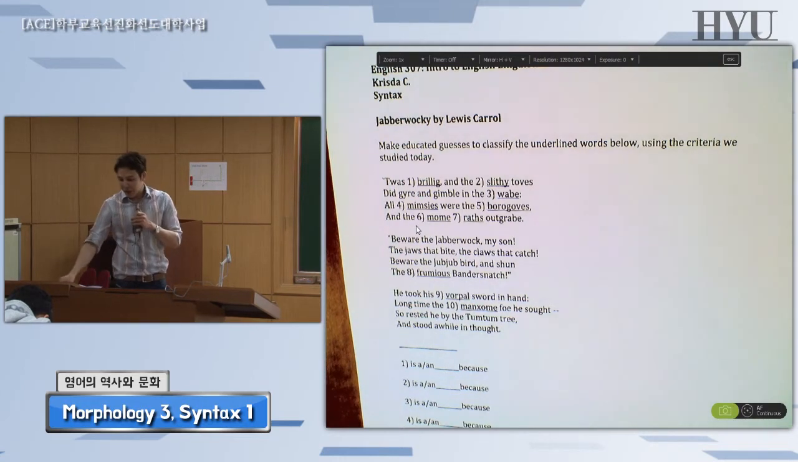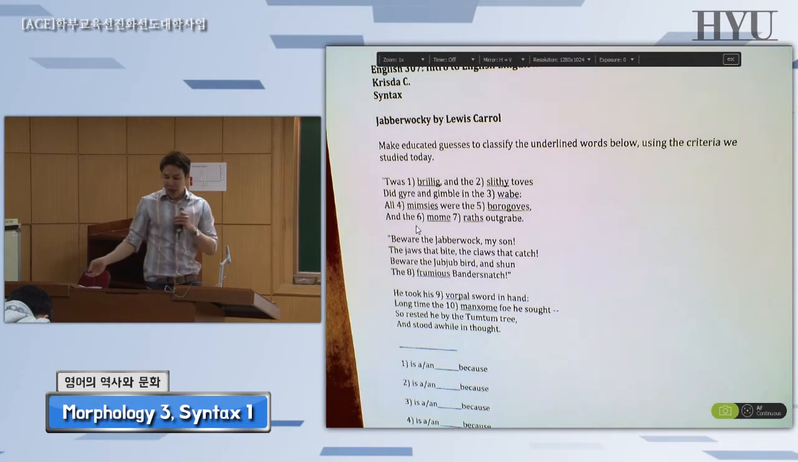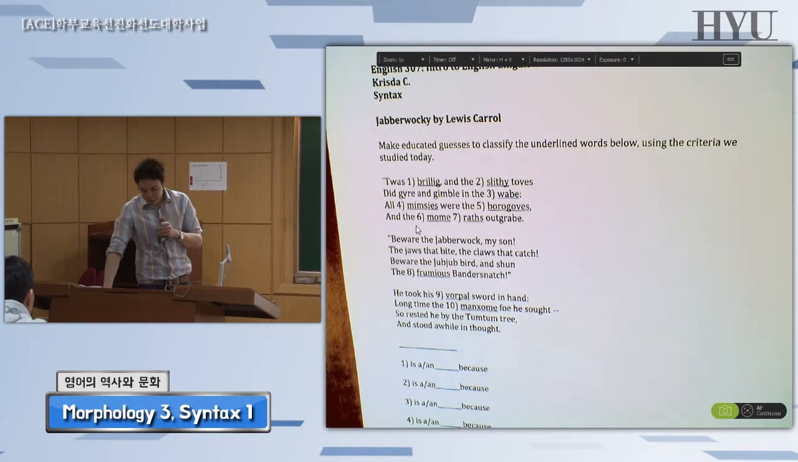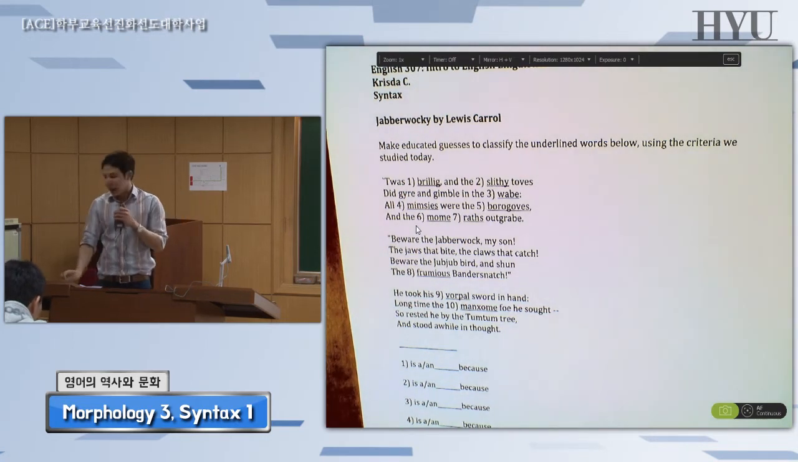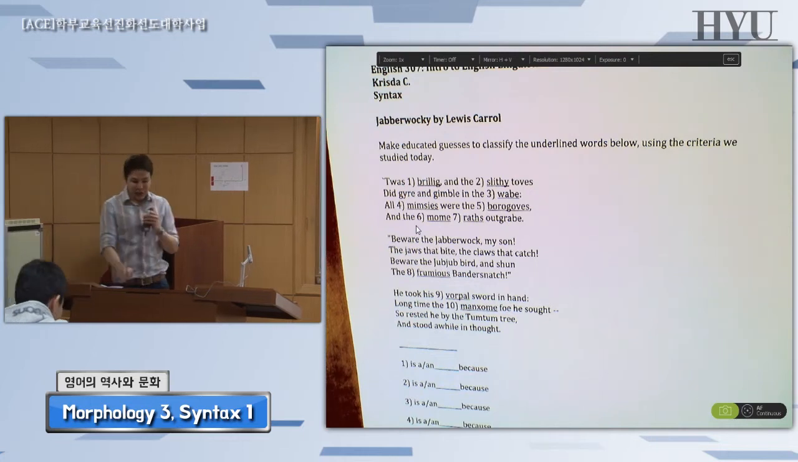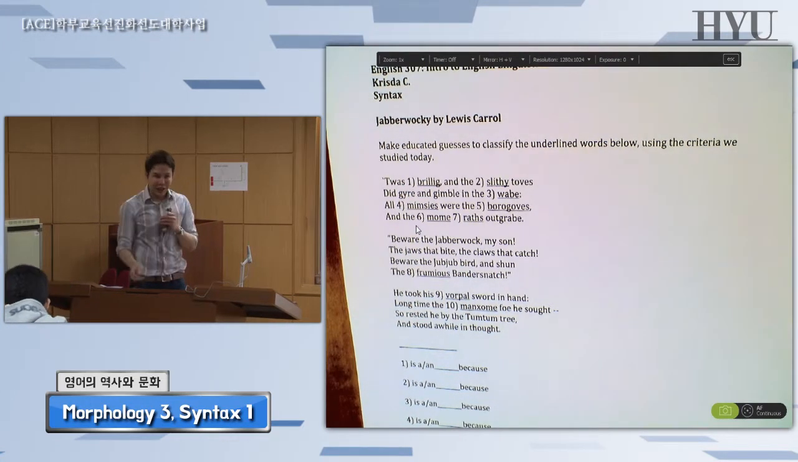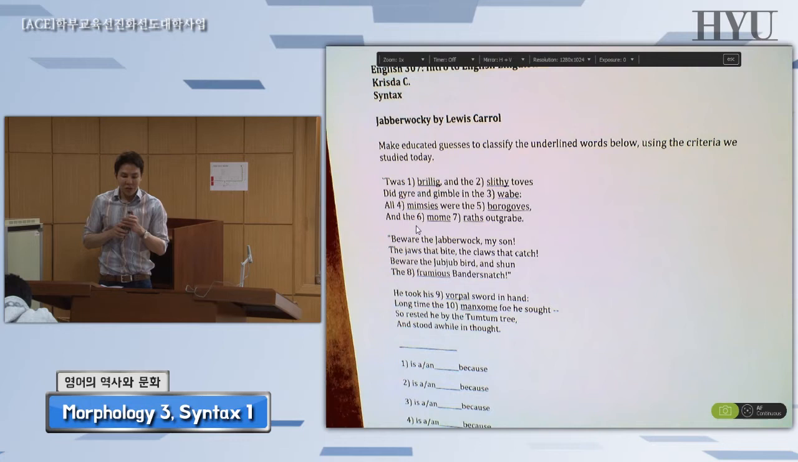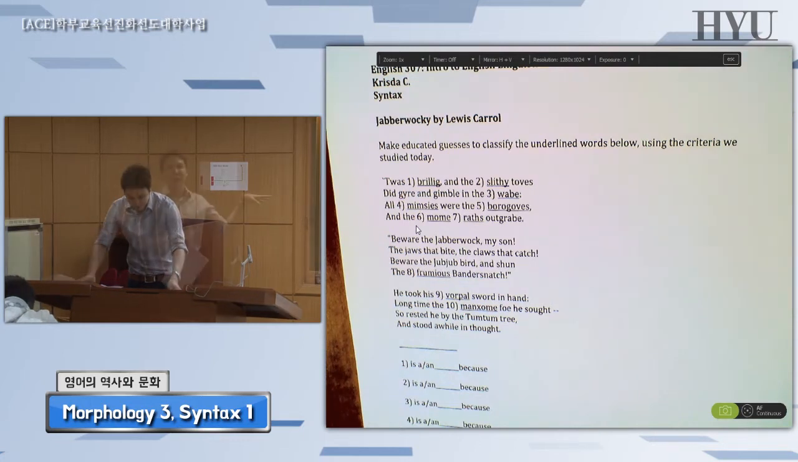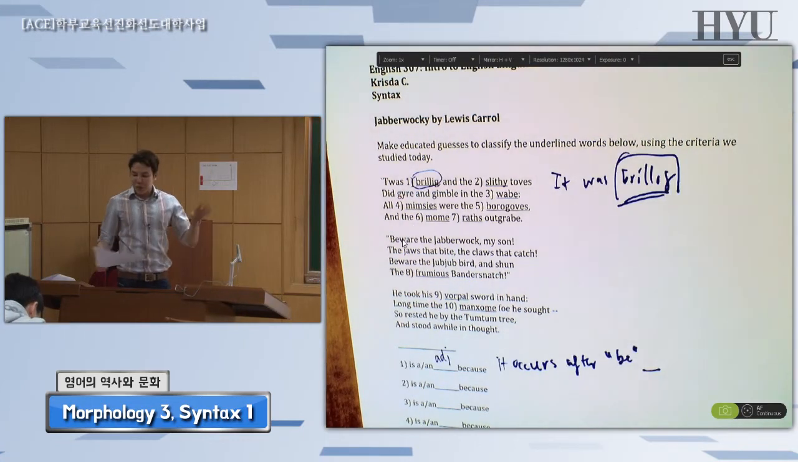So I'll need 10 people to give me the answers for this. I'll give you perhaps 5 to 7 minutes to think about it. And I have some cookies for you guys if you volunteer. Which item you want to choose, it's up to you. I'll walk around to help you identify the part of speech. Right. Now, who would like to volunteer?